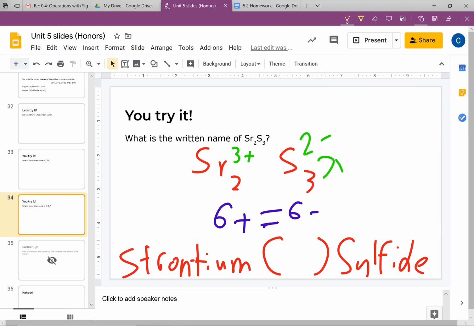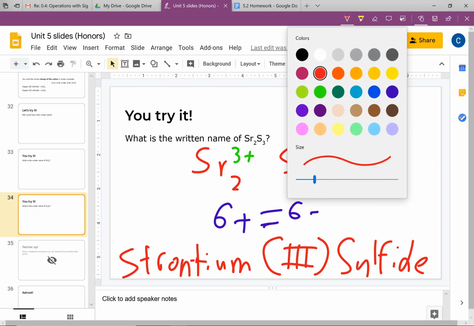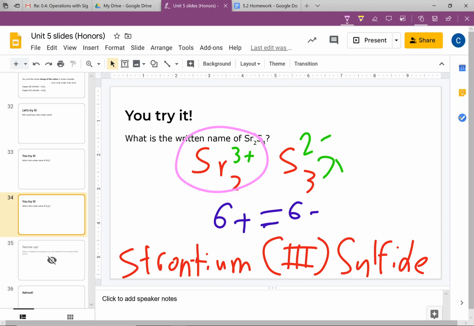This means that the strontium is what charge? We're going to write strontium 3, because we have, what's the color that I haven't done? Let's do pink. Strontium 3 plus, right here, right? Strontium 3 plus refers to the individual strontium ions. Okay, that's all that I've got for you for slides.